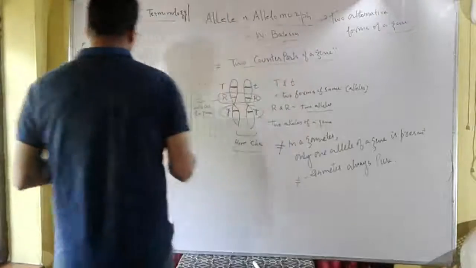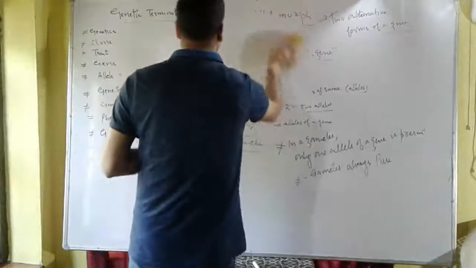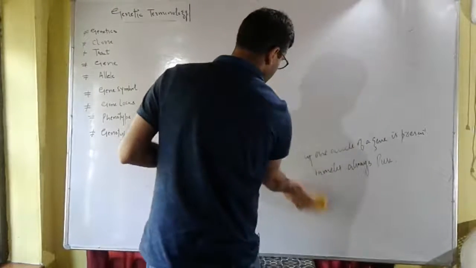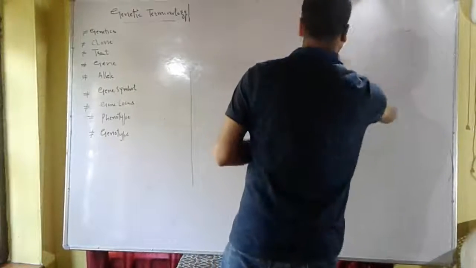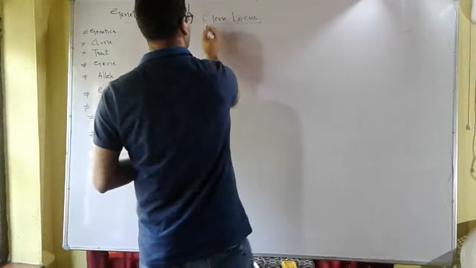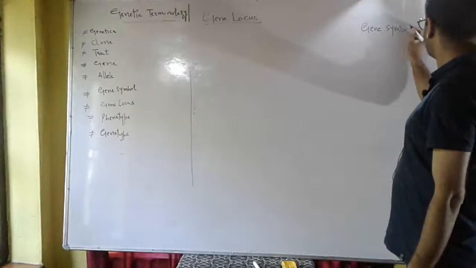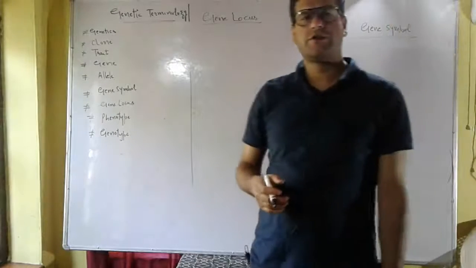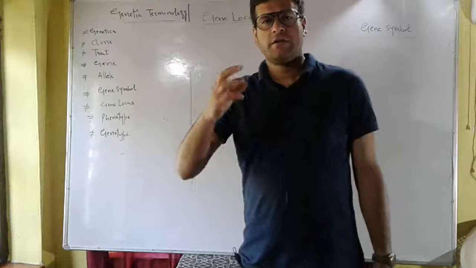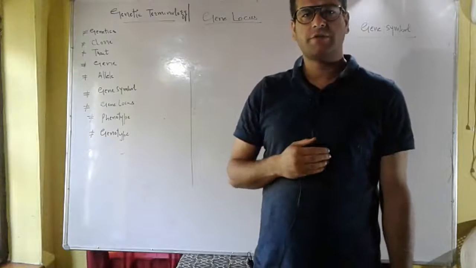Now we have gene symbol, and then gene locus. Before that, gene symbol. What do you mean by gene symbol? It is how genes are represented or designated. Conventionally, the gene is represented by the first letter of the dominant trait.